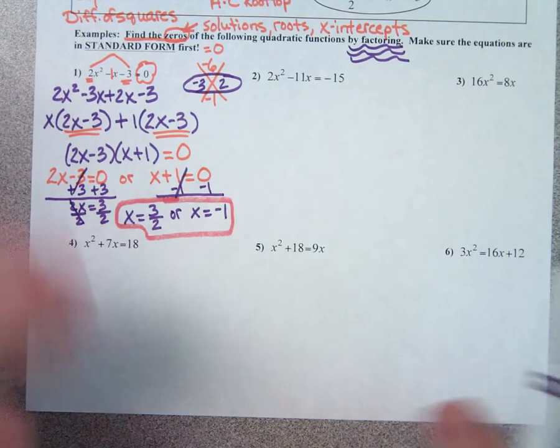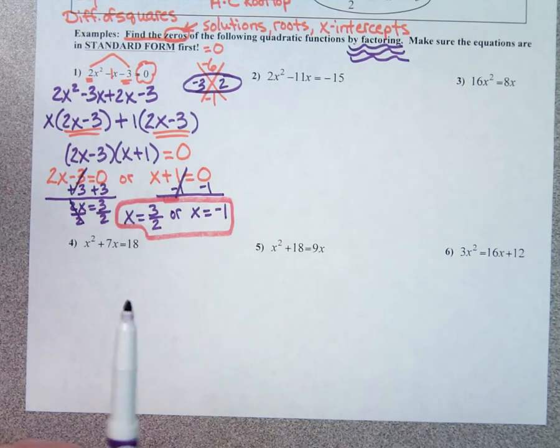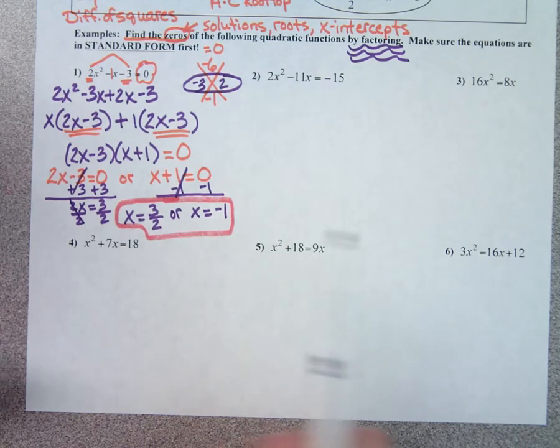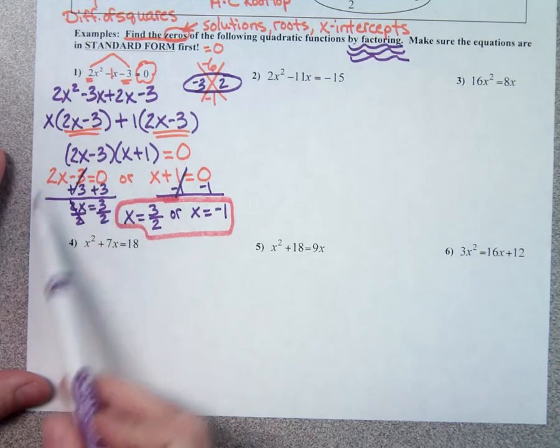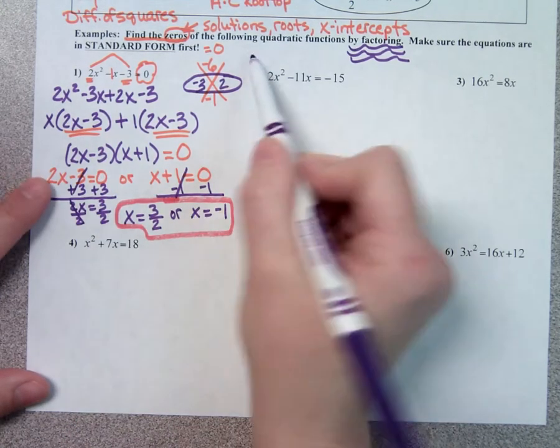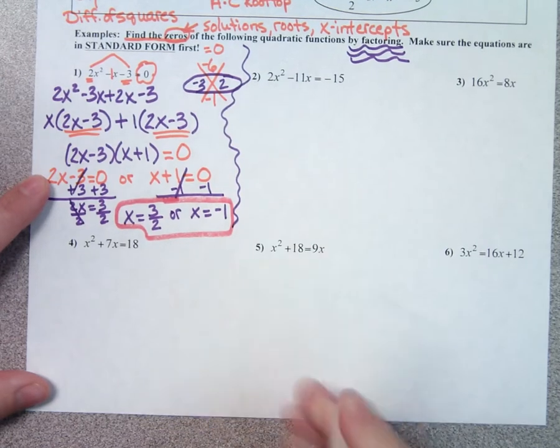So most of this is review. The whole factoring part is review. And if you've been struggling with factoring, then maybe today will be the day that the light bulb clicks for you. And then once we get it factored, we set our factors equal to 0, and we just solve those two equations. Okay, let's look at number 2.